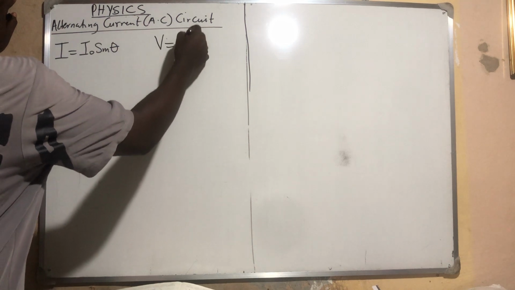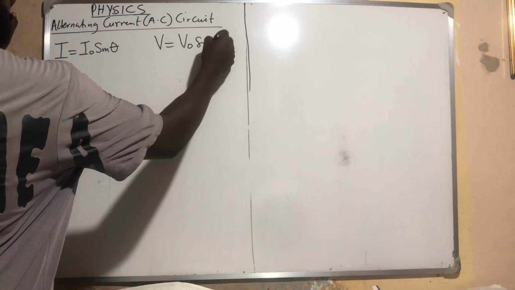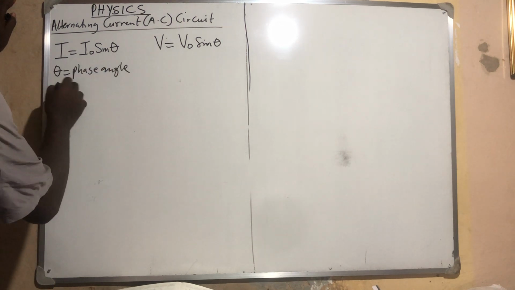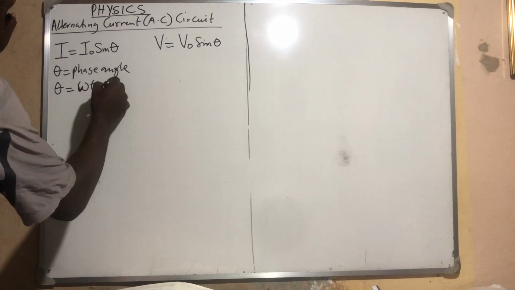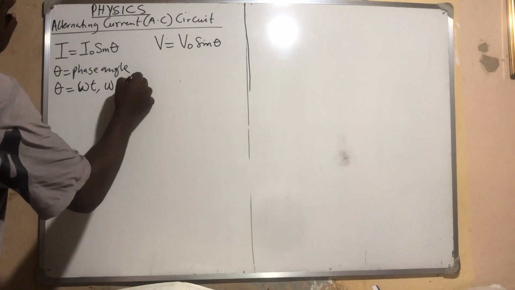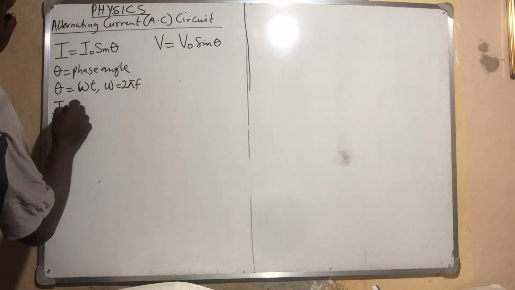An AC circuit is a circuit through which alternating current flows. AC circuits are represented by alternating current I equals I naught sine theta, and for the voltage, V equals V naught sine theta. Theta is your phase angle, and this phase angle theta is equal to omega t. Omega is the same as 2 pi f.